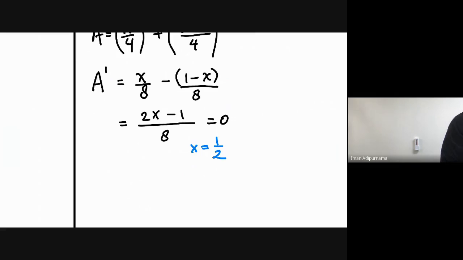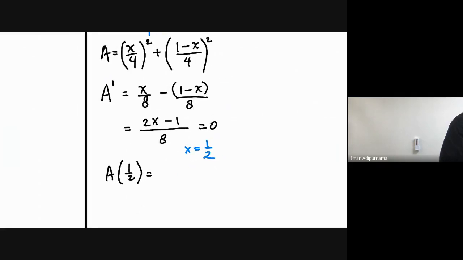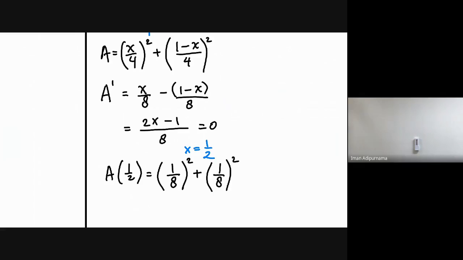And then let's take our critical point and put it in our function. So it will be 1 over 8 and then half, and 1 minus half is half, the same. So it should be 1 over 64, 1 over 64. So it will be 1 over 32, right?